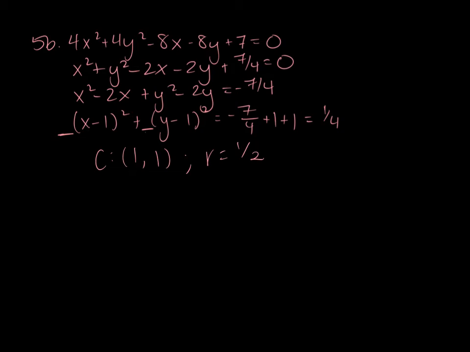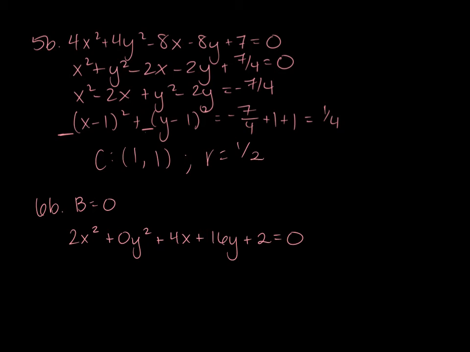Okay, let's look at another one. Let's say we're looking at 6b. 6 looks a little weird, but I'm giving you a hint as to what the test is going to have. For 6b, I gave you the equation I want you to do, and I gave you 4 out of the 5 letters, and then I pick one of each. And so b is equal to 0 in 6b. So that means a is 2x squared plus 0y squared, because b is 0, plus 4x plus 16y plus 2 equals 0. This is the equation here, and I want you to identify the conic.